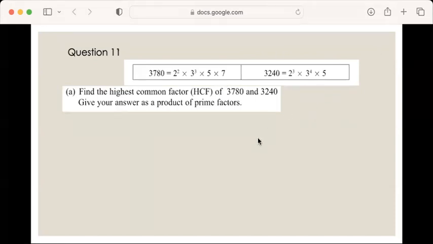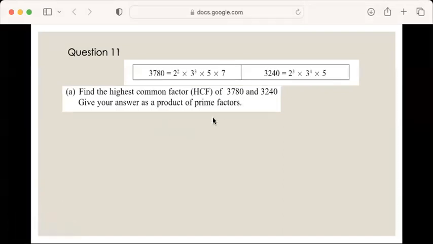All right. So you must have done the question by now. Okay, what's the question? Find the highest common factor of 3780 and 3240. Give your answer as a product of prime factors. Right. 3780, the factors are 2 squared, 3 cubed, 5 and 7. For 3240, it is 2 cubed, 3 to the power of 4 and 5.